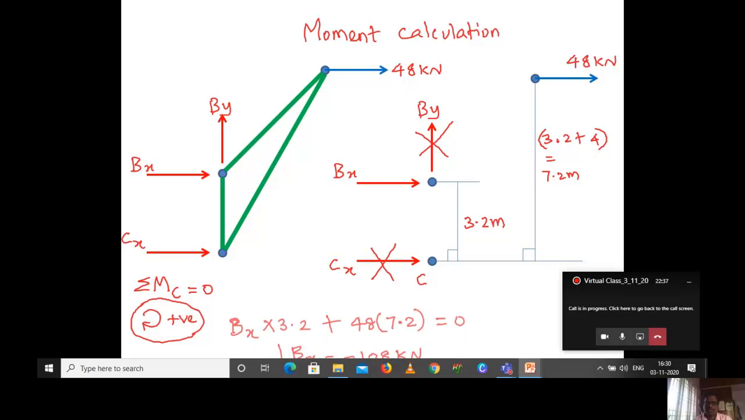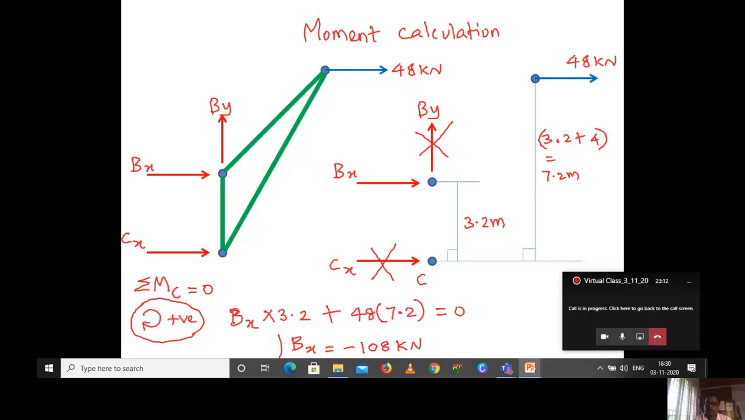So the first force I am taking is Bx multiplied into 3.2 meter. So obviously the Bx force will rotate in clockwise direction with respect to C. So I have taken it as positive. And one more, 48 kilonewton also will rotate with respect to the point C in a clockwise direction. So 48 into 7.2. So if I am multiplying and then substituting the values, with 48 into 7.2 and Bx into 3.2, obviously we will get the value Bx is equal to minus 108 kilonewton.